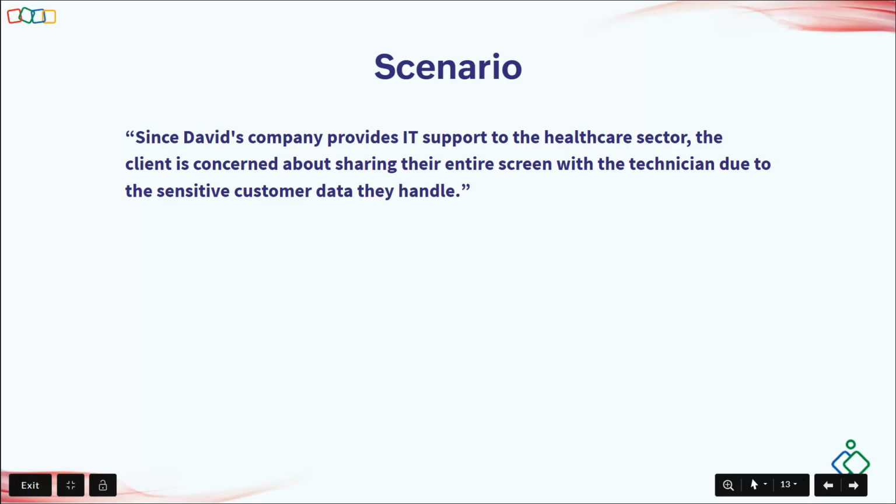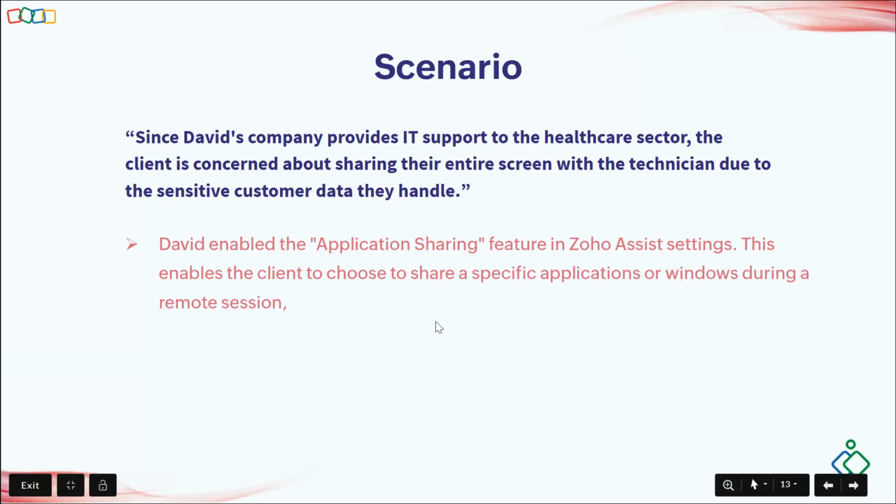So in that case, Zoho Assist solves this with the application sharing option, allowing the client to share only a specific application or window, keeping the rest private. So this is where the application sharing option would actually help. Its security and transparency build trust in environments like healthcare organizations. So here David can choose to enable application sharing.